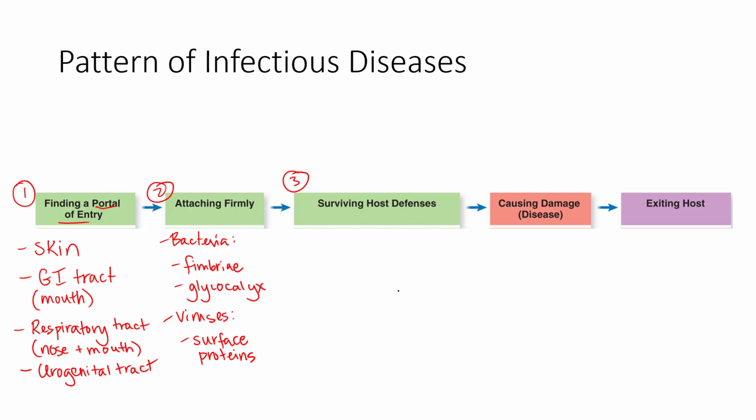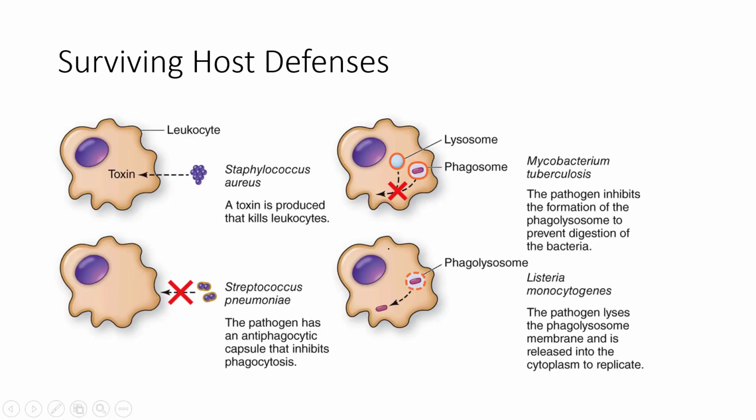Successful pathogens have mechanisms for surviving the host defenses. So this is highly variable, what they do. My next slide, we'll go to that now, actually gives you some ideas of just some examples of various pathogens that have mechanisms for surviving their host defenses. So these are just four that we can consider.